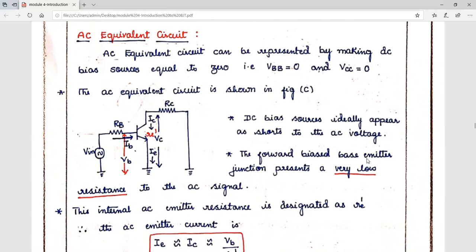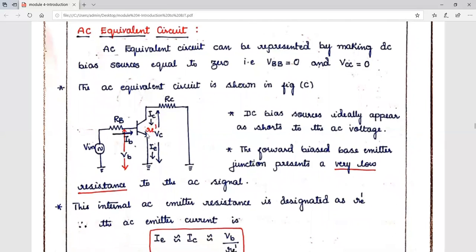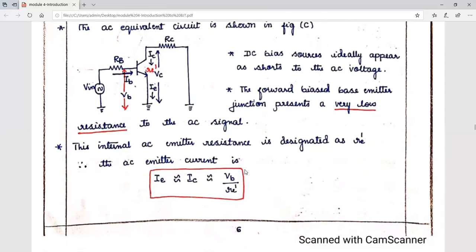The forward biased base emitter junction presents a very low resistance to the AC signal, and this internal AC emitter resistance is designated as RE dash. The AC emitter current, that is your IE current, will be almost equivalent to IC, which is given by VB by RE dash. So this emitter current, we know, is almost equivalent to the collector current, and it is given by VB by RE dash. Clear?